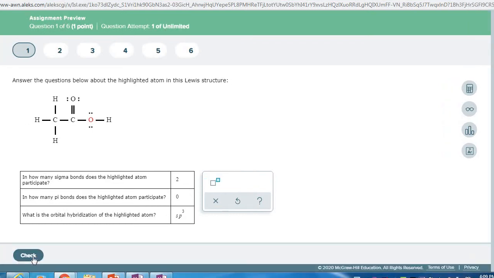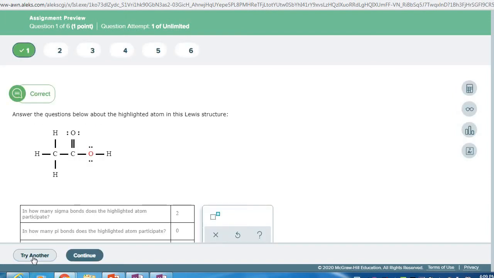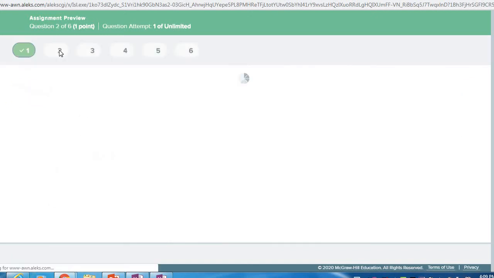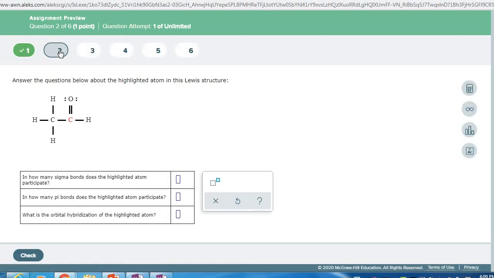Let's go ahead and check this, and it tells us that we're right. Okay, let's go on to some others here. Let's check out this next one. It's asking about this carbon. We see that the carbon has a couple of single bonds attached to it, but it does have a double bond attached to that oxygen. This is going to have some pi bonding associated with it, some pi bonds.